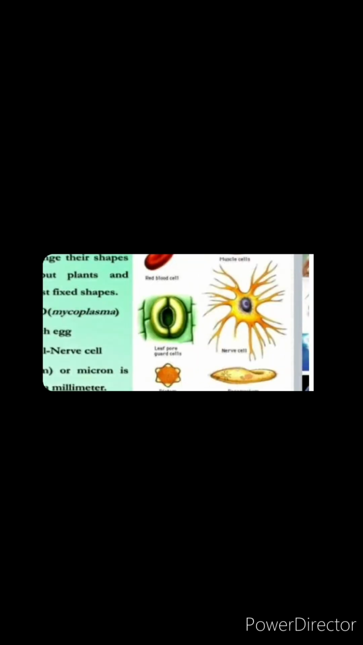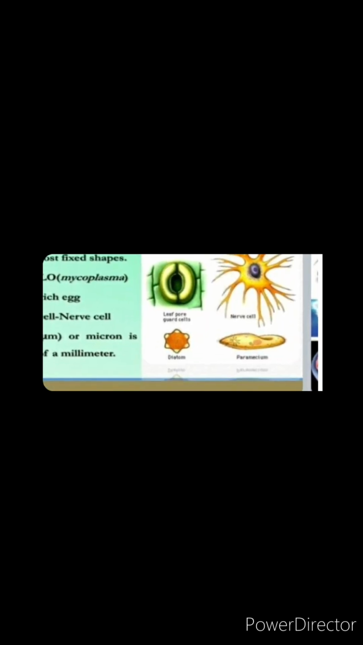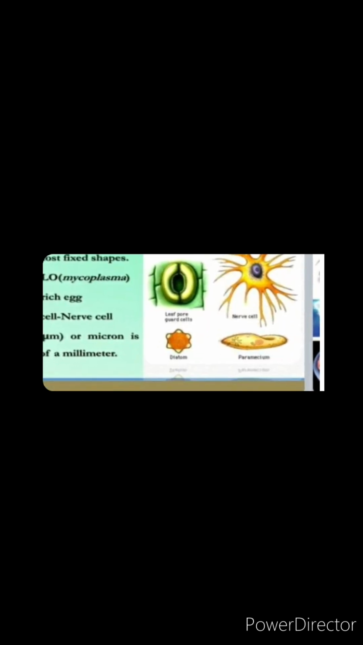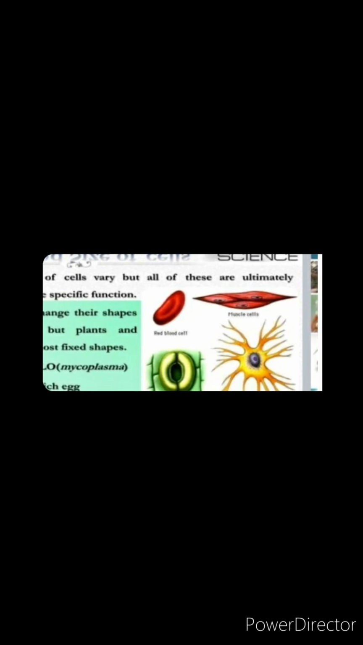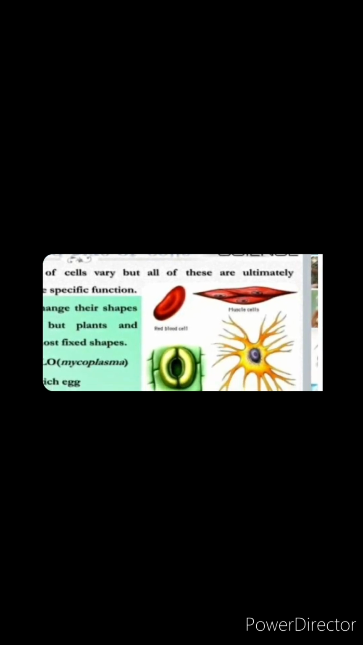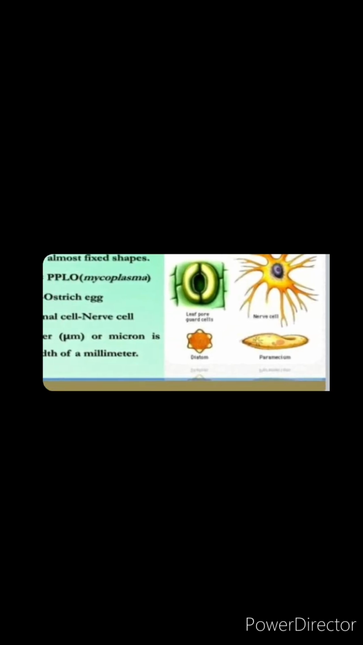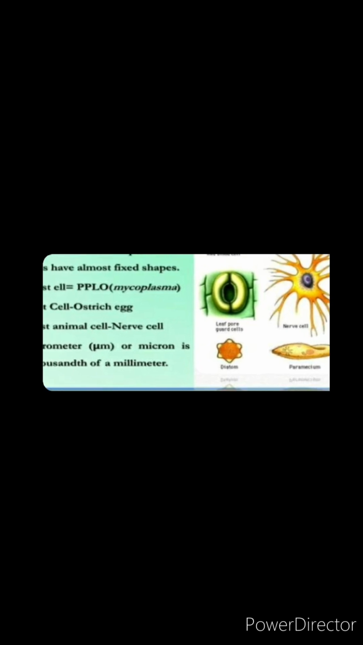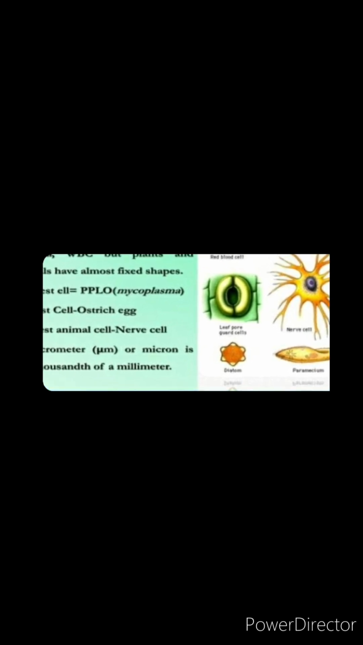After that, cardiac cell is there, nerve cell is there. Nerve cell is star shaped, that is stellate shape we can see, right? So there are so many different kinds of cells here, which are different in structure. These are smooth muscle cells, spindle muscle cells. This is paramecium, which is a unicellular organism. These are the guard cells of the stomata, which are kidney shaped.